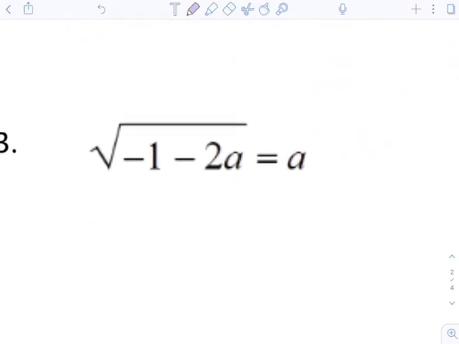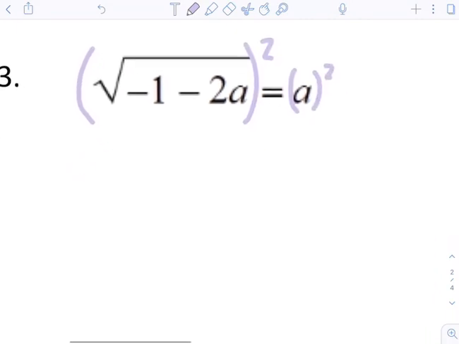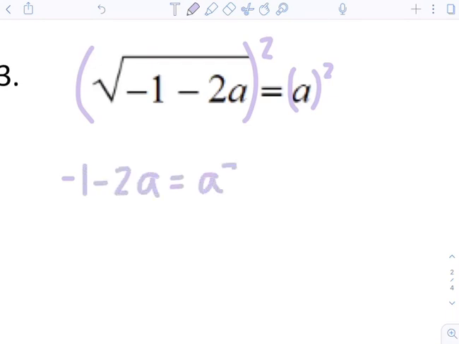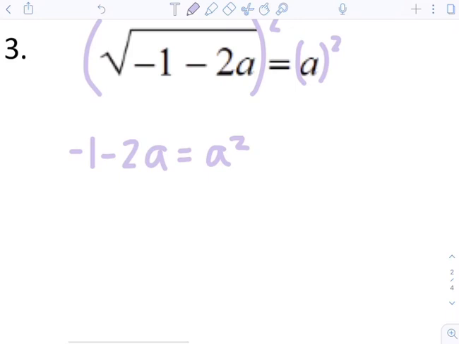Okay, number 3, already isolated, so I'm going to go ahead and square both sides. So the square root over here goes away, and you're just left with what's inside, and this becomes an a squared. So since I have a variable being squared, I have to solve by factoring. Okay, when you are setting this up and setting your equation equal to 0, don't subtract the a squared. Don't do that, because when I'm factoring, the variable squared cannot be negative. So instead, I'm going to move everything over to the right side so that this term is going to stay positive.